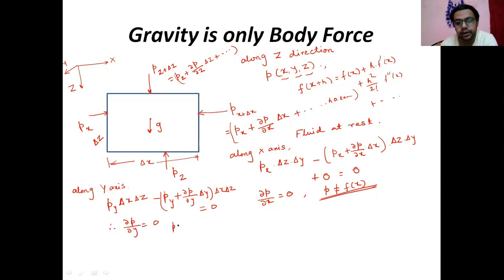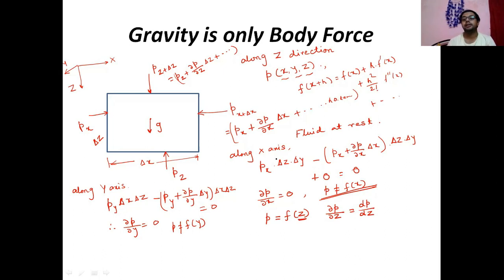So p is no more a function of y. P is not a function of x, p is not a function of y. So p is only a function of z. So the partial differentiation del p del z will be equal to the ordinary differentiation, because p is the only function of z, not a function of x, not a function of y. We'll see it just now.